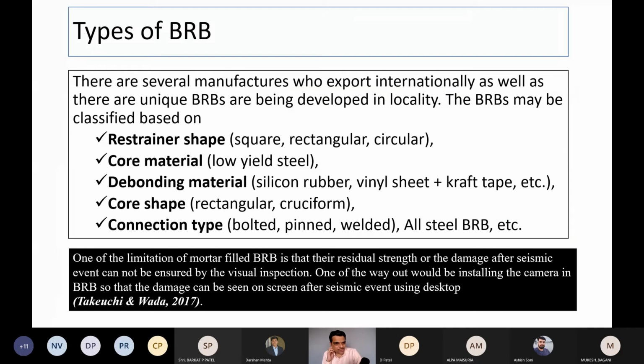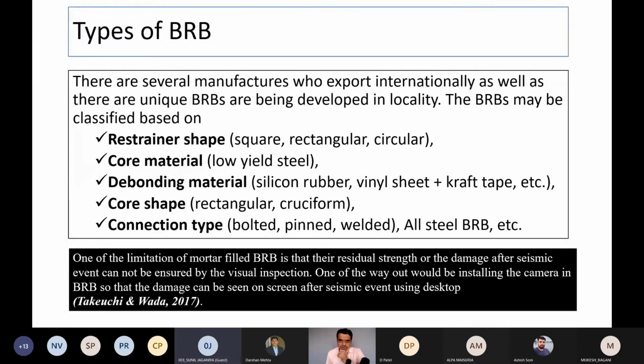So these are a few types of BRB. Now there are several manufacturers who export internationally, as well as unique BRBs which are being developed locally also. So it may be distinguished based on the restrainer shape, what we just saw in the previous slide: the restrainer could be square, rectangular, circular. And also there is the core material.